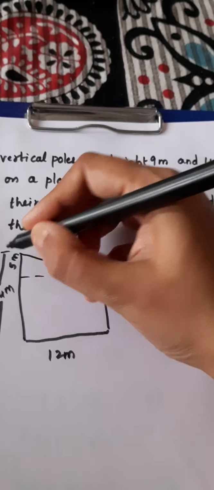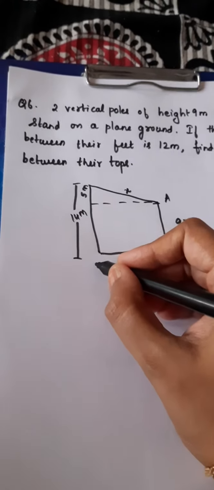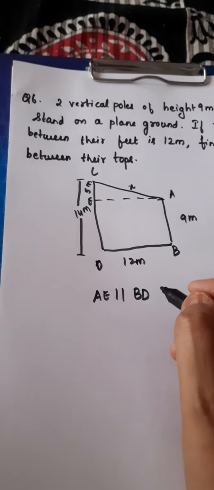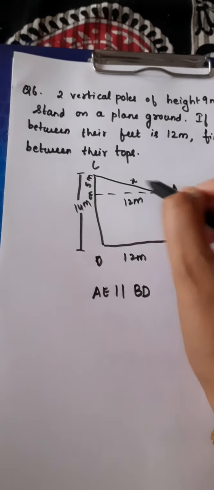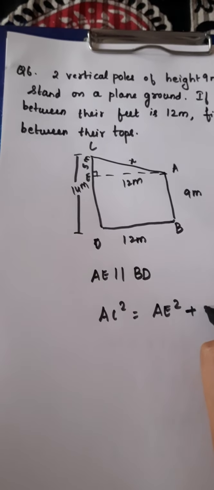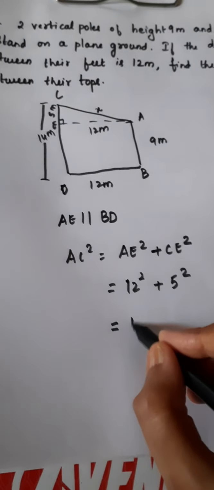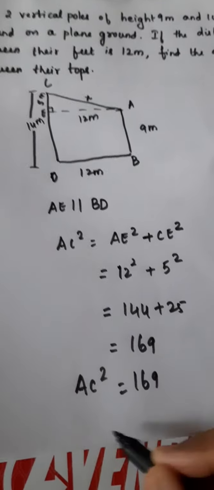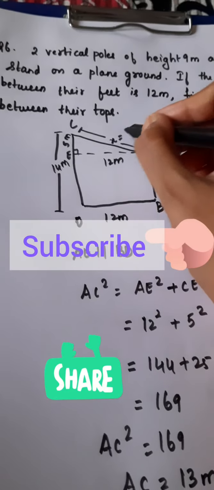So 14 minus 9 is 5 meters, the remaining part, and the dotted line is exactly parallel to the base. GB is parallel to EA, or AE is parallel to BD, either way. We need to find the X region of this. Again, we know CE and AE, so we can easily find AC. So AC square equals AE square plus CE square, 12 square plus 5 square, that is 144 plus 25, 169. So AC square is 169, and the square root of that is AC. AC is equal to 13 meters. So that's the distance between their tops, which is marked as X here. Thank you.